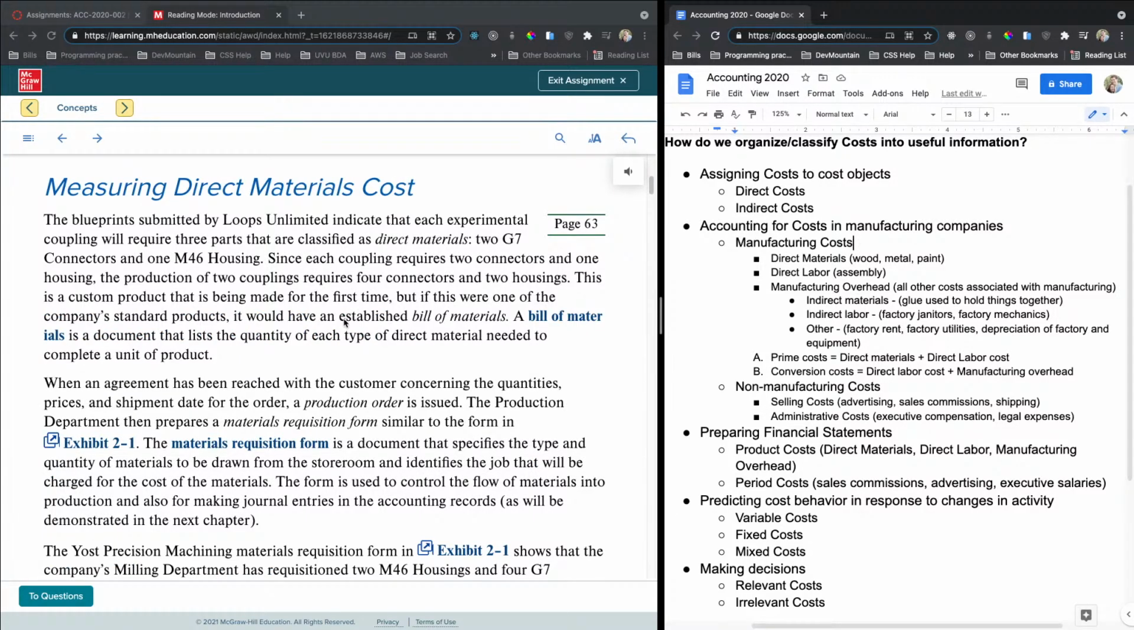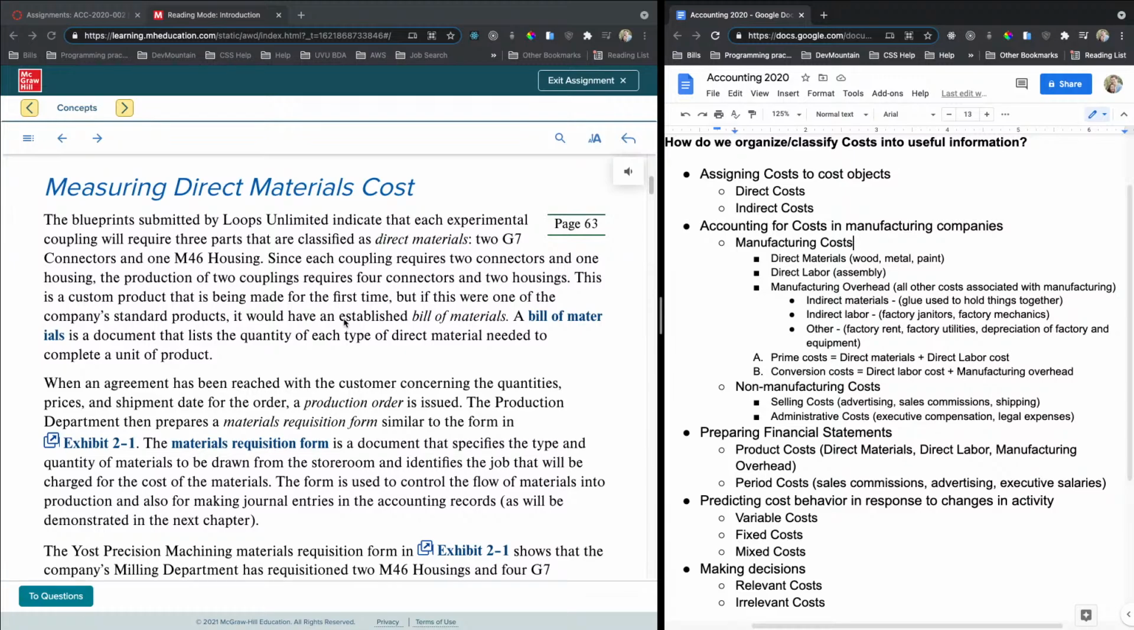Measuring direct materials cost. The blueprints submitted by Loops Unlimited indicate that each experimental coupling will require 3 parts that are classified as direct materials: 2 G7 connectors and 1 M46 housing. Since each coupling requires 2 connectors and 1 housing, the production of 2 couplings requires 4 connectors and 2 housings.